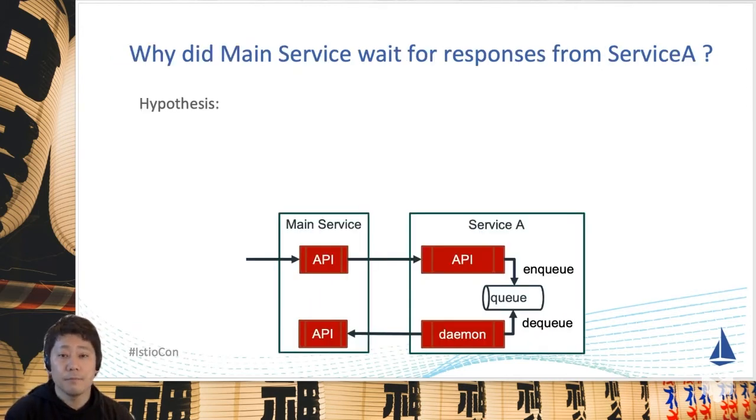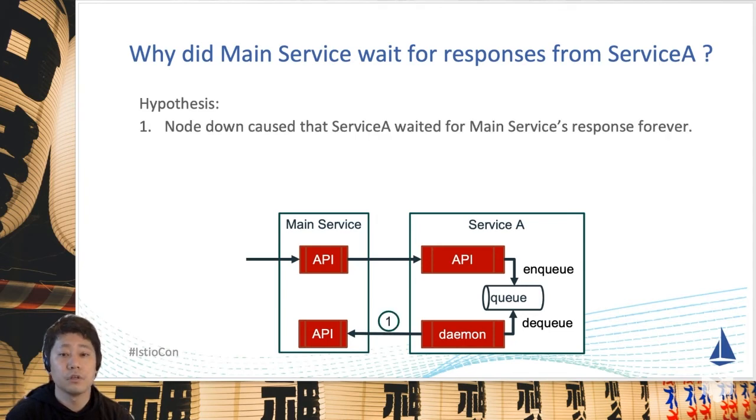Next, we made a hypothesis about why service A could not return a response to main service based on the processing flow of main service and service A. Service A consists of API, in-app queue, and single process daemon. First of all, the node running main service went down, and probably the processing of the single process daemon was waiting for the response from main service.